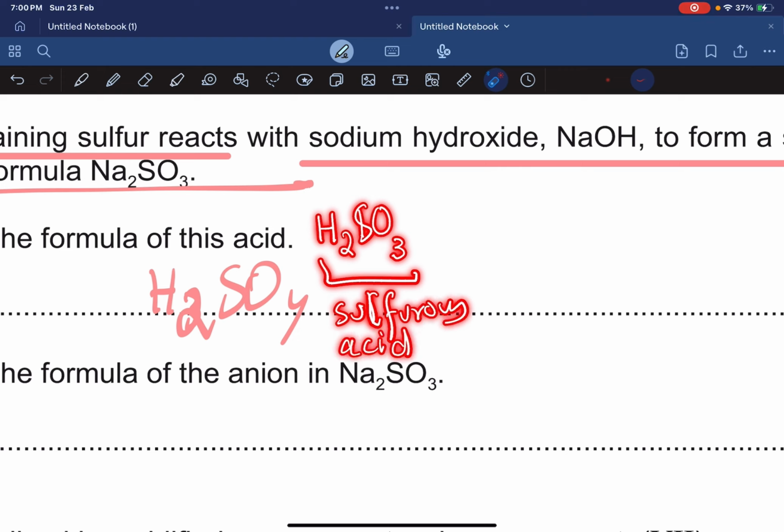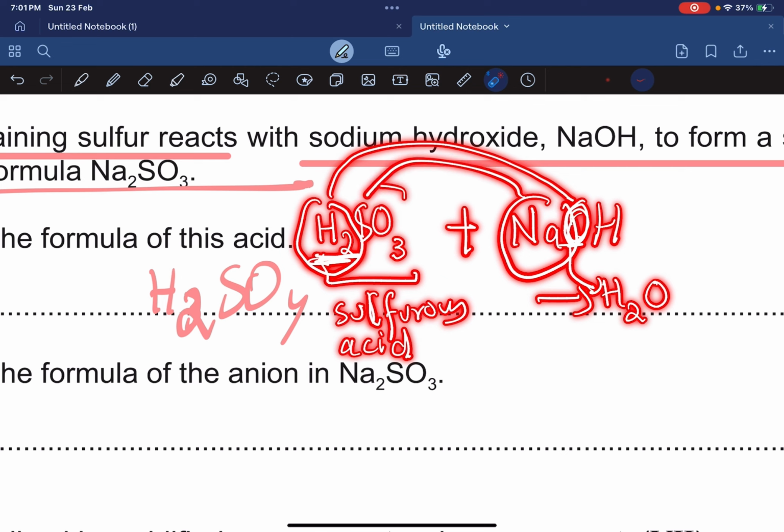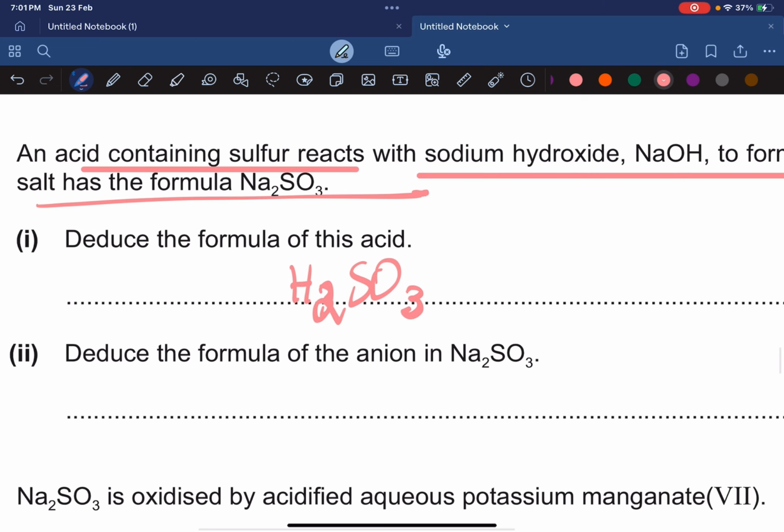Now I'm going to tell you one thing. What we're going to do is add NaOH, as they told us, and we form water, H2O. For H2O we get our H2 from here and our O from here. Now Na from here and SO3 from here, so it's going to be Na2SO3. If you figured out this mistake, you guys are really going well with your chemistry. If you didn't, then you have to work hard.